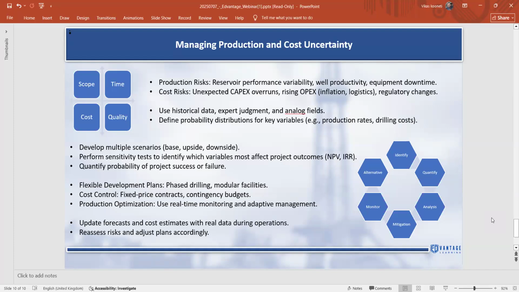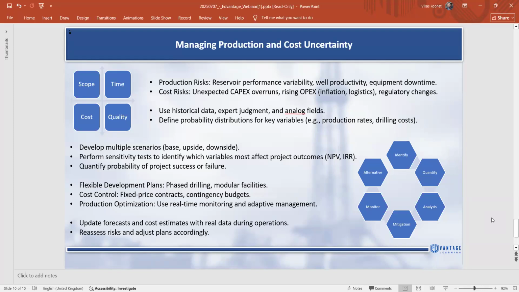So you identify, quantify, analyze, mitigate, monitor, and last but not the least, go for an alternate if things don't go properly, right? So what are your risks? Production risks are reserve performance variability, well productivity and equipment downtime. Cost risks are unexpected CAPEX overruns, rising OPEX and regulatory changes. So these are the general problems you're going to identify.